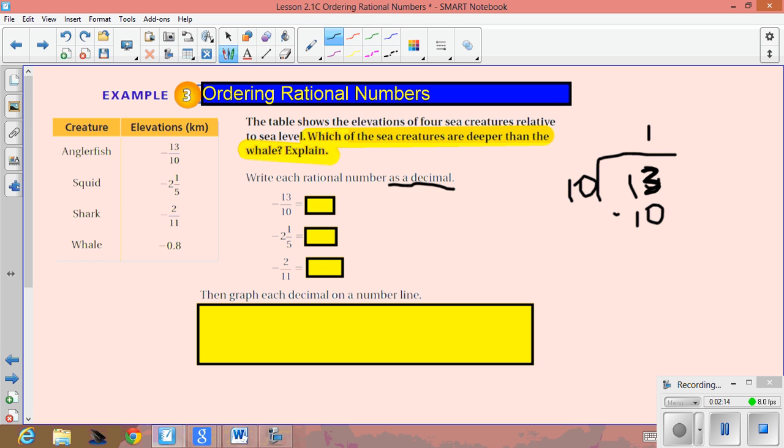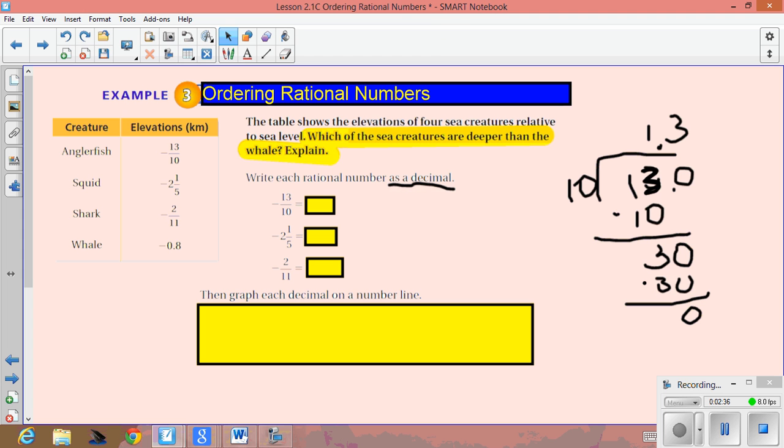1 time. There's 3 left over, so I could add a decimal and a 0. Bring the 0 down. 10 goes into 30 3 times, and there's none left over, 0. My decimal point goes straight up, so I get negative 1.3. Why is the answer negative? Because it started negative.